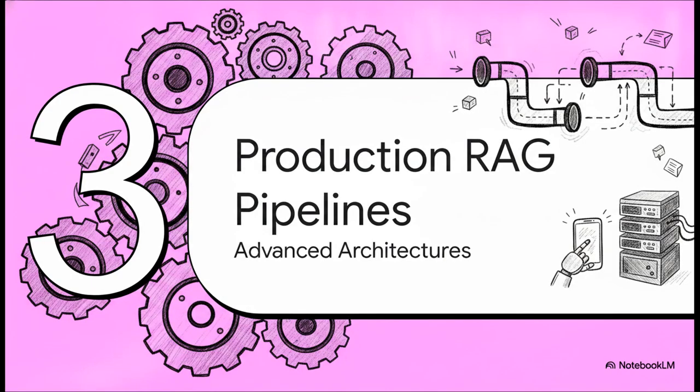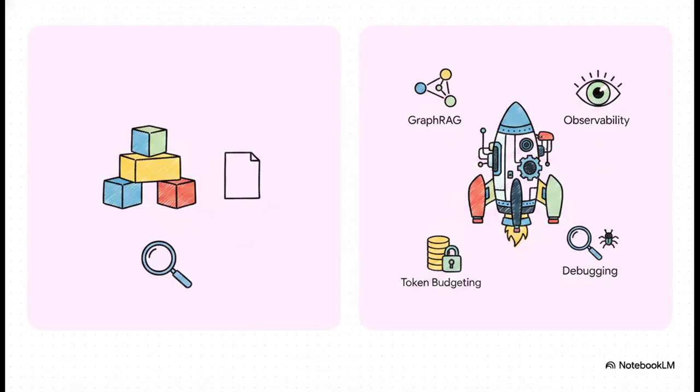Which brings us to Section 3, Production RAG Pipelines. Let's see how this builds into the real meaty stuff. Because it's one thing to build a toy app, right? But advanced architectures are required to survive real users. There is a massive difference here between basic prototypes and production-grade systems. Basic RAG involves simple document loading and simple similarity search. But advanced RAG requires tools like LangSmith for observability, strict token budgeting, and even GraphRAG for multi-hop reasoning to help debug those tricky AI hallucinations.